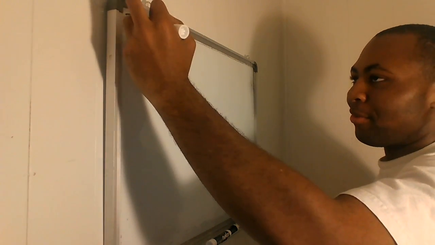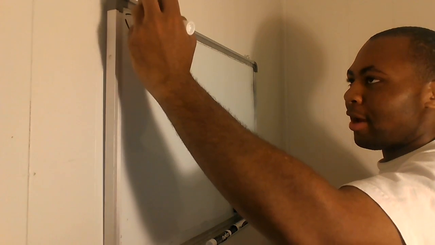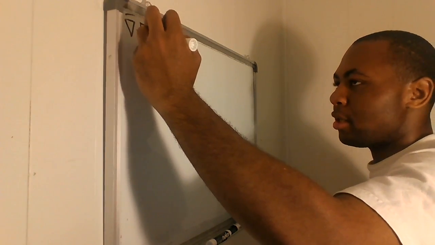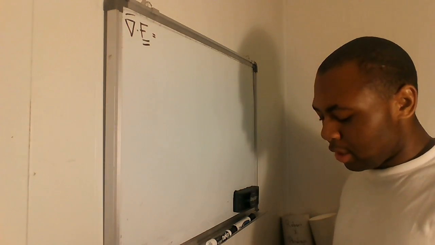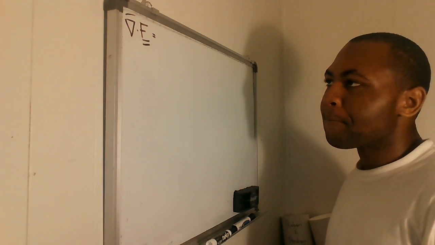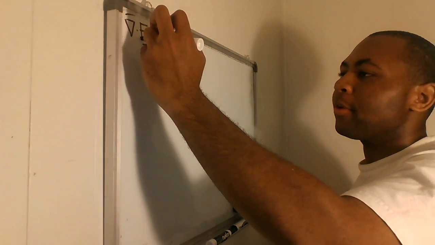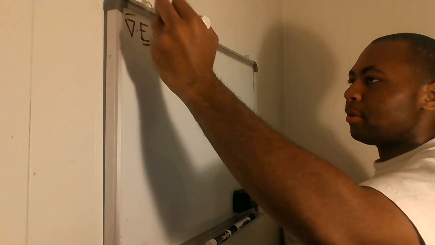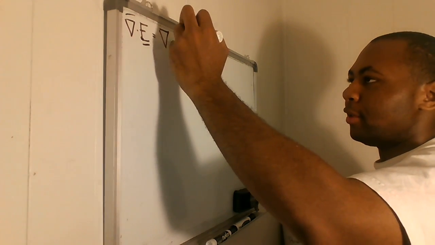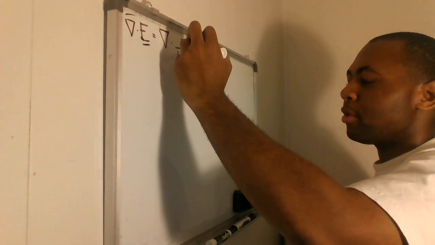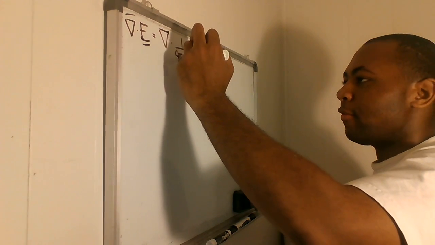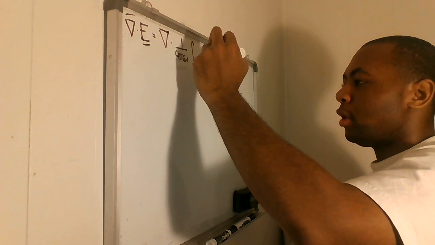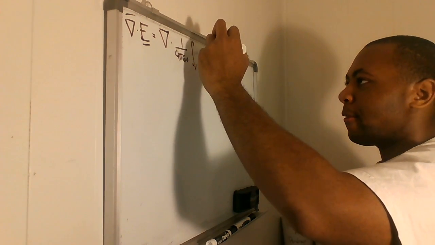Zangwill will ask us to find the divergence of this beautiful function called E, the electric field vector. The definition of this very mathematically elegant expression is: the divergence, or del dot E, equals 1 over 4 pi epsilon naught times the integral over some volume.